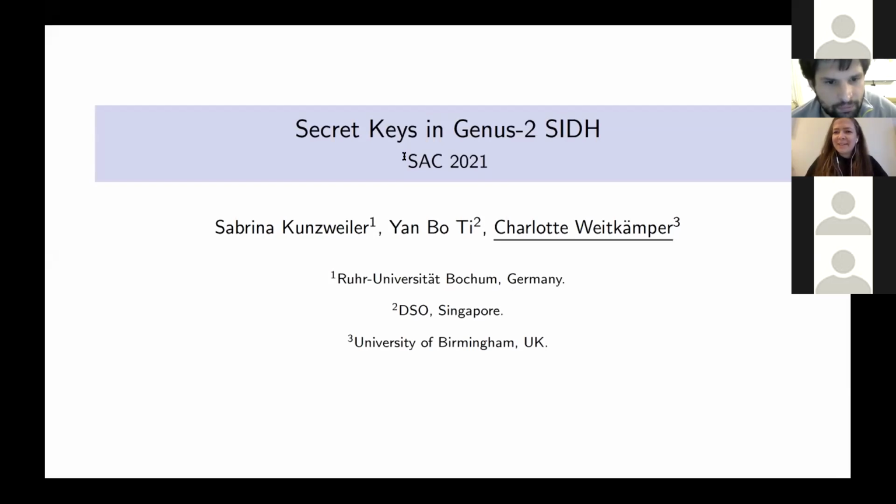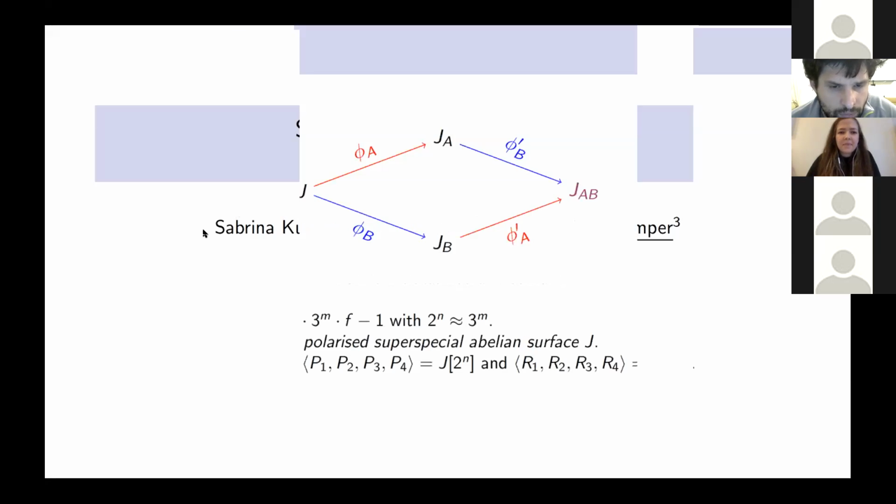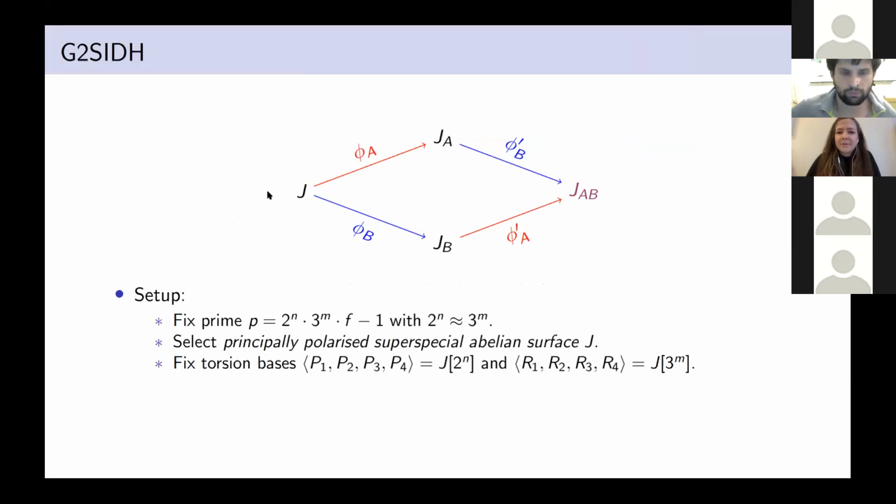So thanks for the introduction, Peter. I will continue talking about isogenies with the genus 2 variant of SIDH, and specifically the key space and how to recover a static key. This is joint work with Sabrina Kunzweiler and Jan Botti. Just to give a quick introduction, SIDH is the supersingular isogeny Diffie-Hellman protocol, a key exchange scheme by Jao and De Feo, and it uses isogenies of supersingular elliptic curves and some additional torsion point information to make the diagram commute in order for Alice and Bob to derive a shared secret in the end.